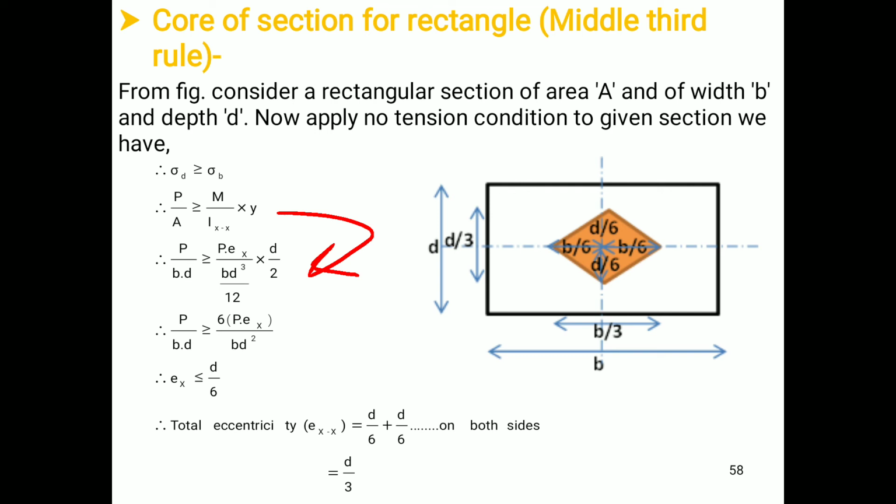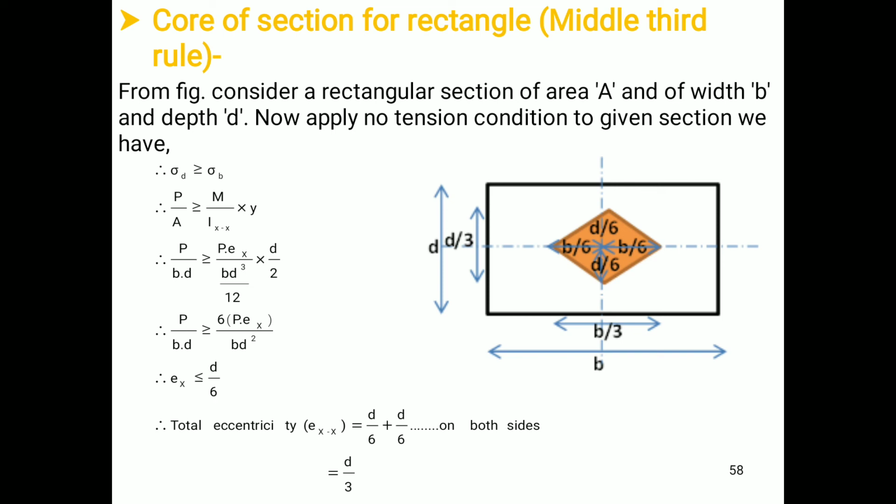The value of M upon Ixx into Y will become P into E divided by BD cube by 12, into D by 2. Because we have considered Ixx, we put the value of moment of inertia about the xx axis, which is BD cube by 12. The value of Y is D by 2, the extreme fiber distance from the centroid. On solving this equation, we have Ex less than or equal to D by 6.